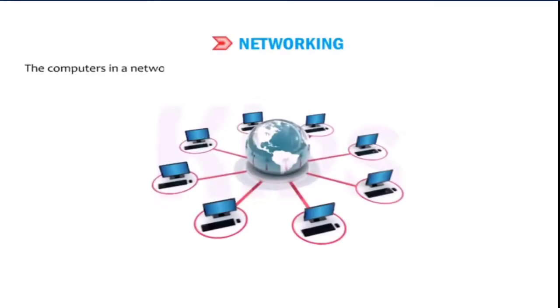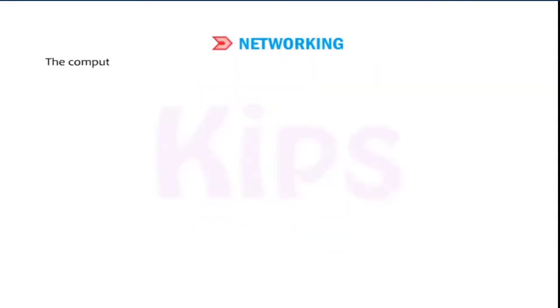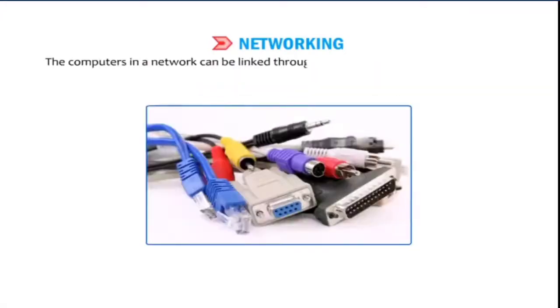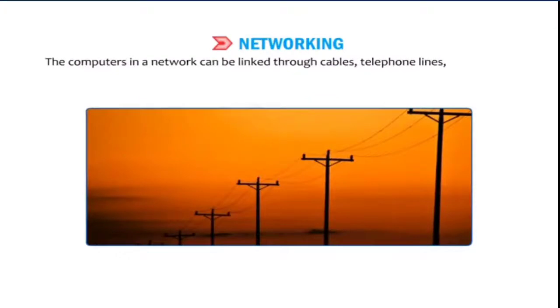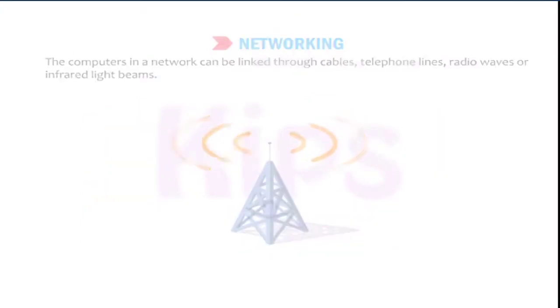The computers in a network can communicate with each other as well as work independently. Each computer in a network is called a node. The computers in a network can be linked through cables, telephone lines, radio waves, or infrared light beams.